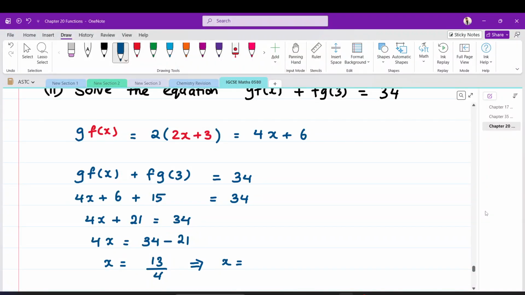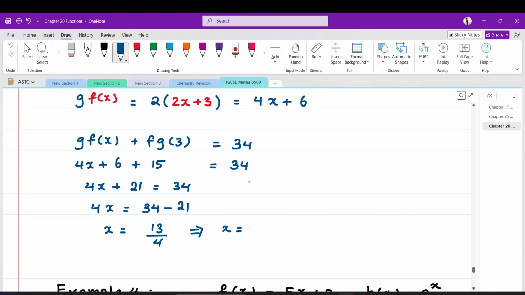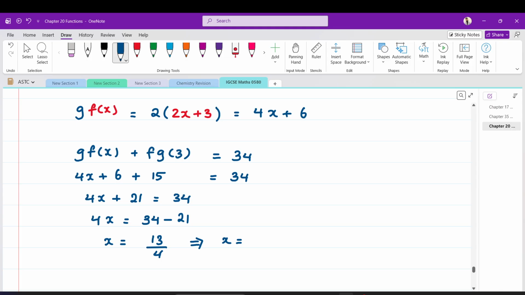All right, I think there was a problem with the mic. Anyhow, so x is equal to 13 upon 4. So if I work this out, 13 divided by 4 gives us 3.25. So that would be the value of x.